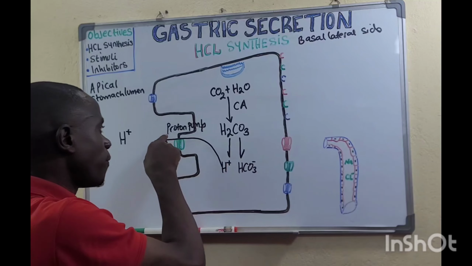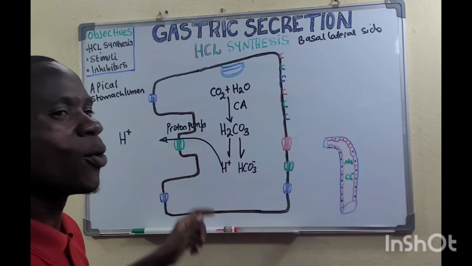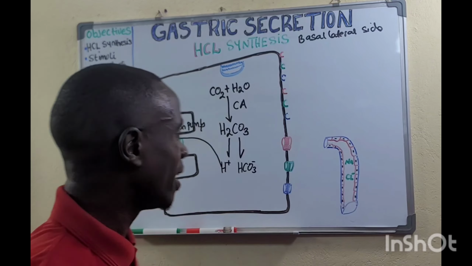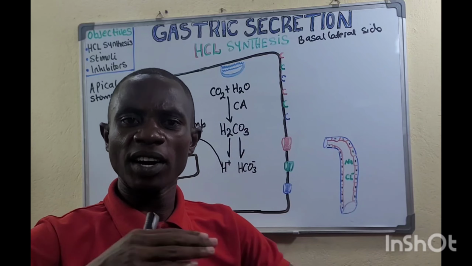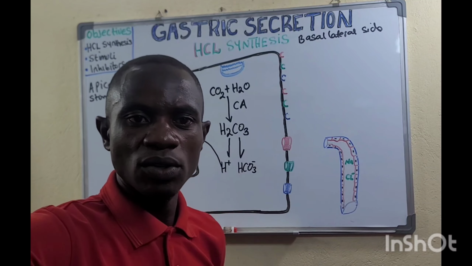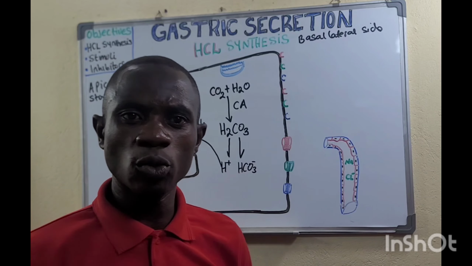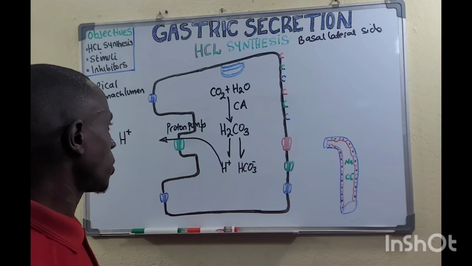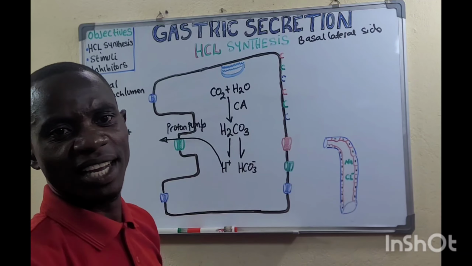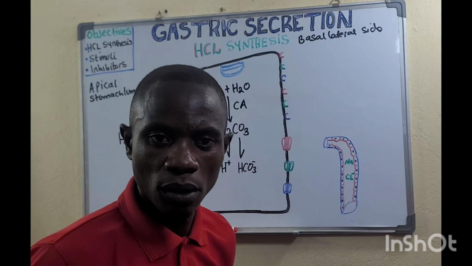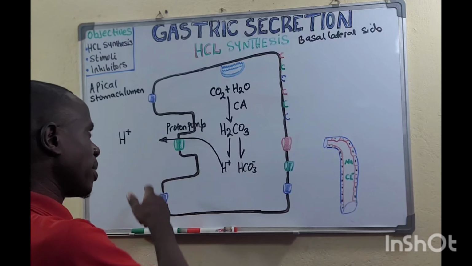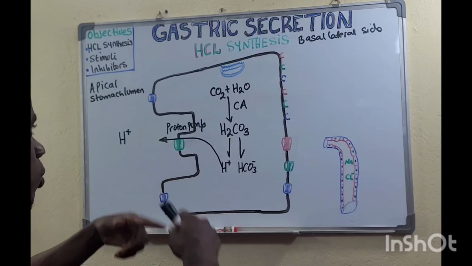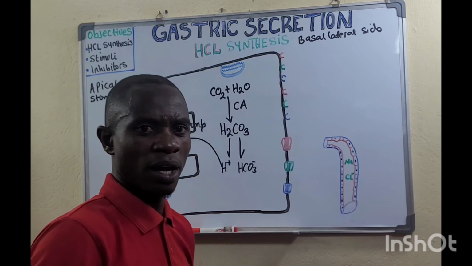But now, for proper functioning of this pump, we need another cation which has to enter through this pump. We shall see where that cation is going to come from to enter this pump for proper functioning. This cation is what we call potassium. So let's go ahead and see how potassium is going to come about to make sure that this proton pump keeps functioning properly.